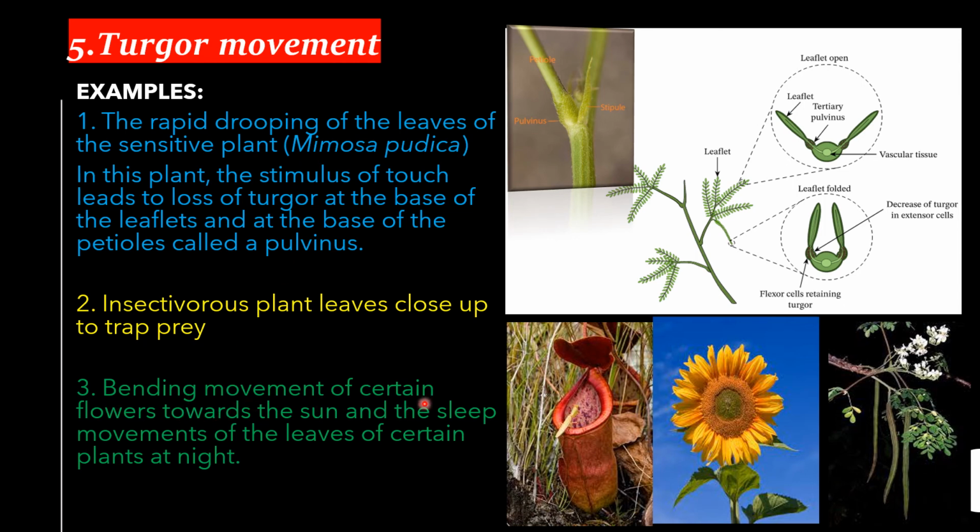Bending movement of certain flowers towards the sun. Here you can see sunflower. And the sleep movements of the leaves of certain plants at night. This is moringa leaves or drumstick leaves, right? Yes, the sleep movements of the leaves are all due to turgor movement. What is the reason for this turgor movement?